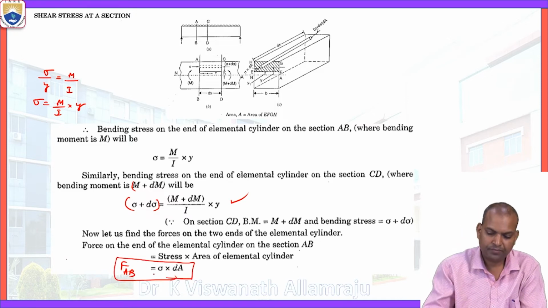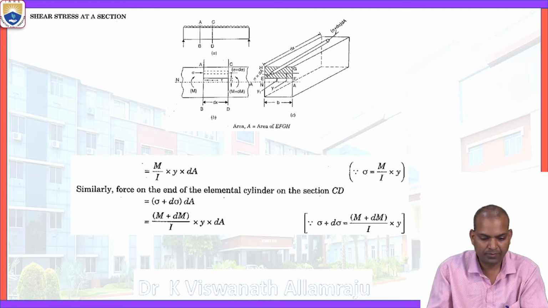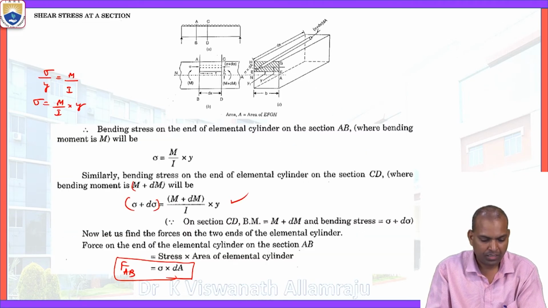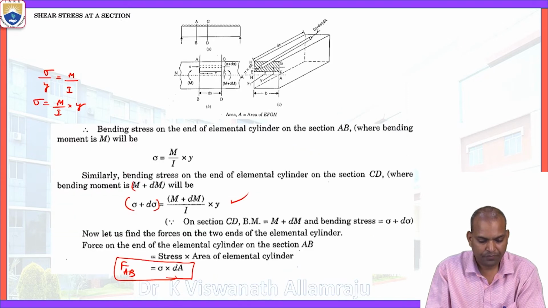Now on the side that is M by I times y at the section. We know that sigma is M by I times y, so sigma equals M by I times y.